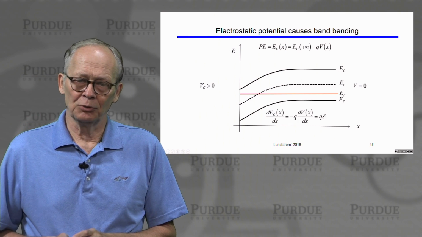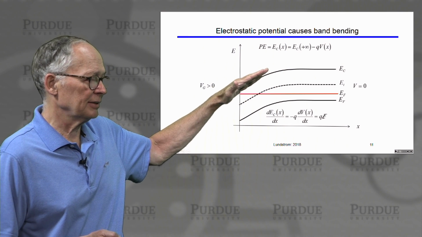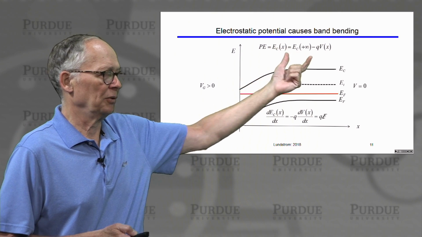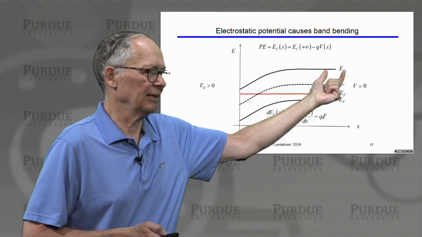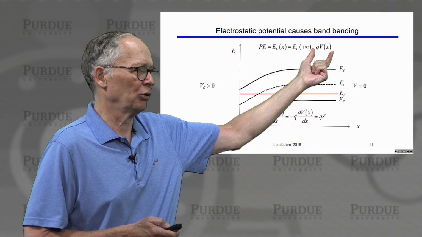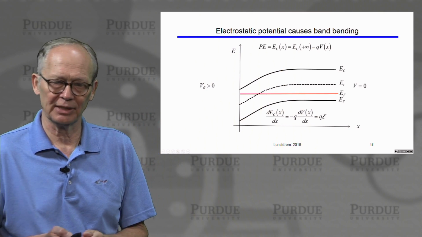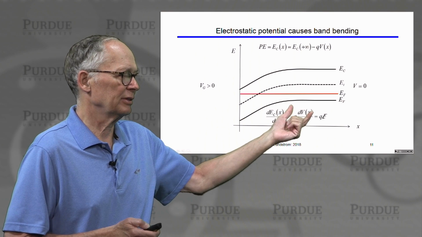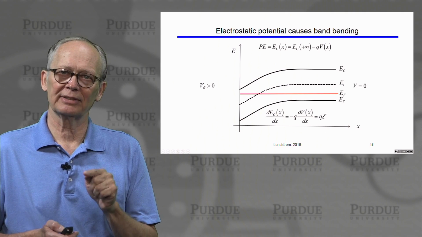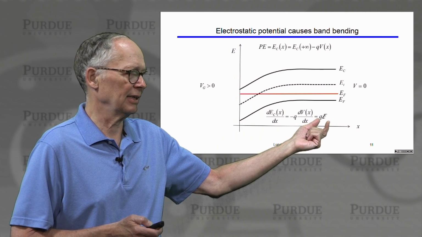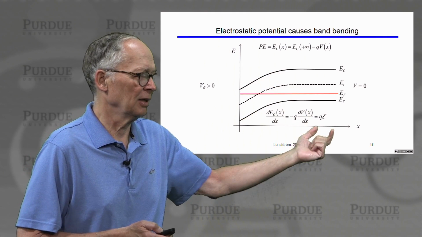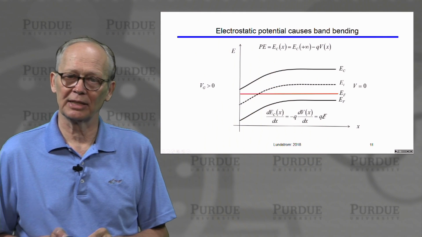Okay. Now I also know that if I look at the slope of this conduction band, well, this is EC at infinity, that's my reference, that's independent of position. So when I take the slope, I'm only going to be differentiating the electrostatic potential. I'll get a minus Q times the slope of the electrostatic potential. Minus the slope of the electrostatic potential is the definition of the electric field. So the slope of the conduction band will be Q times the electric field.